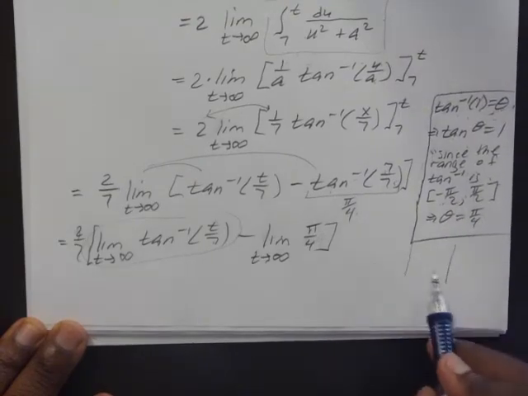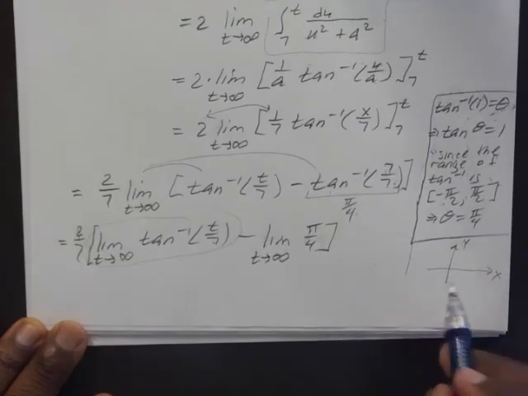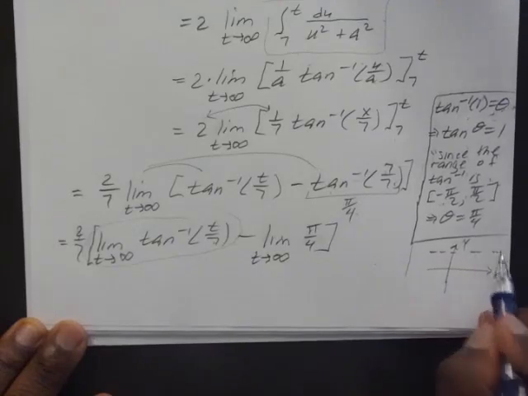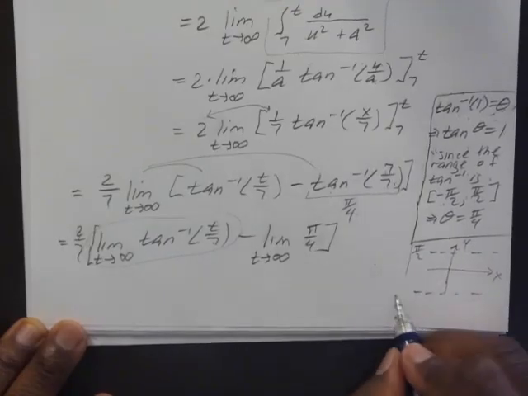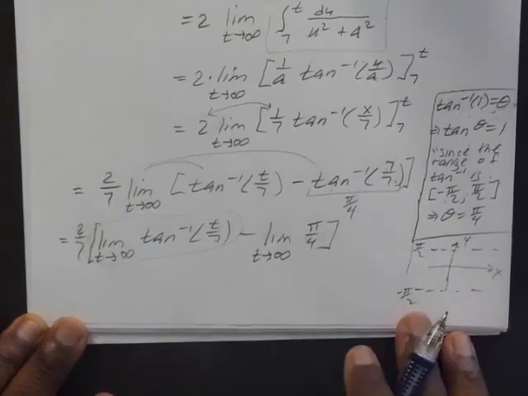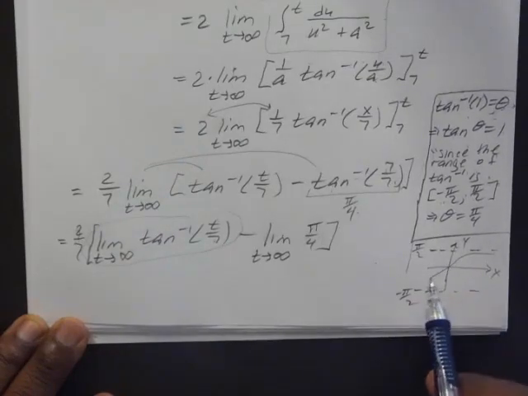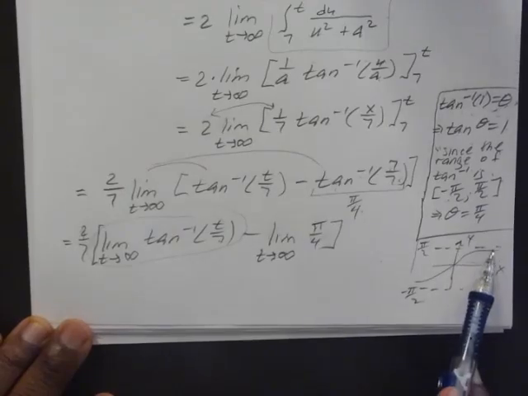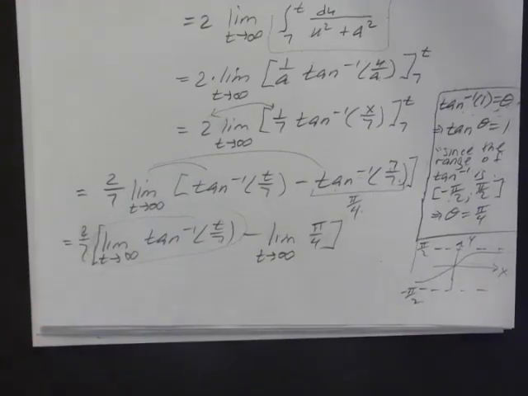Because it kind of looks like this: this is your x-axis, this is your y-axis, this is your pi over 2, and this is your negative pi over 2. Your tangent inverse function kind of looks like this, give or take. So as your value gets closer and closer to infinity, it just gets closer and closer to pi over 2 without actually equaling pi over 2.